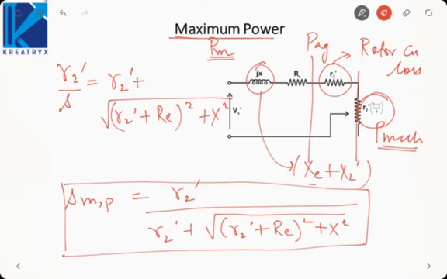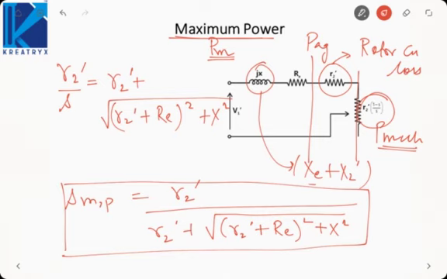This will be the slip for the maximum power. At this slip, the maximum power will be developed across the mechanical terminals or at the shaft. Because shaft power is mechanical power developed minus the rotational loss. So if mechanical developed power is maximum, the shaft power will also be maximum.